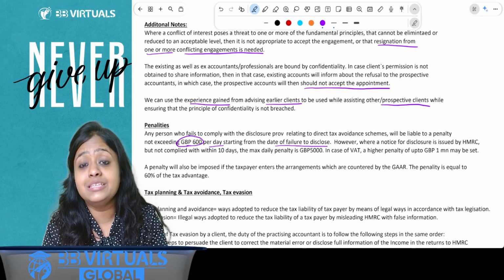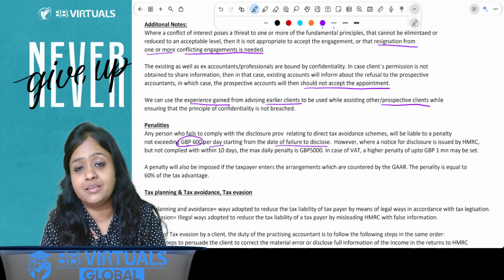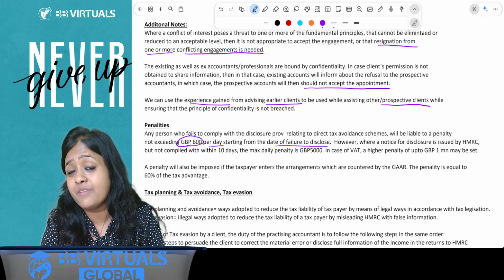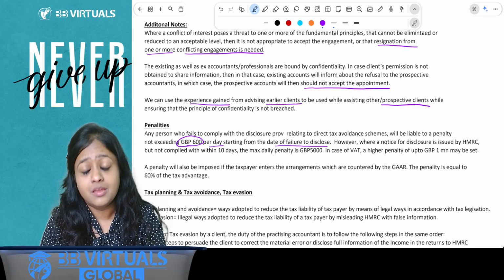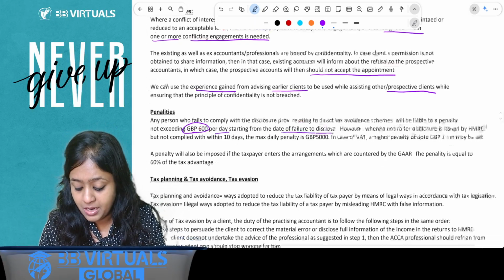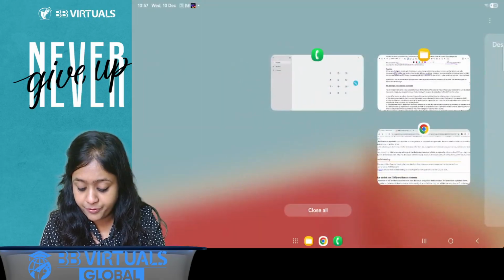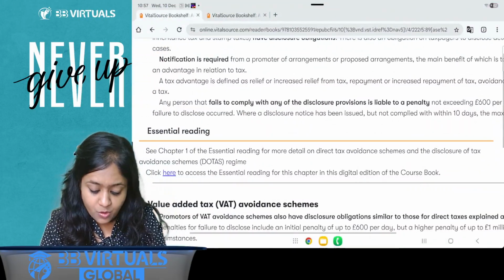So if you want to avoid it, then don't enter into any of these malicious tax avoidance schemes which have a purpose only to evade tax, right? So those schemes should not be made a part of. Okay, now let's go forward.